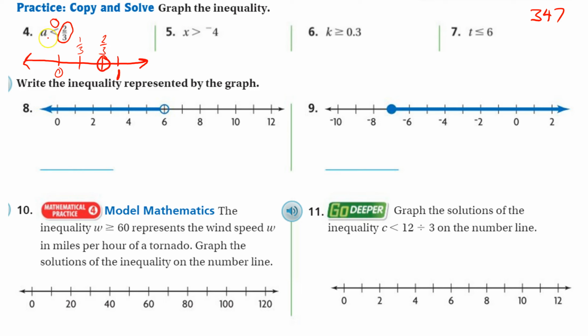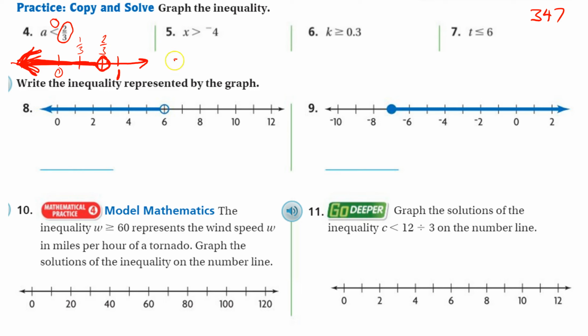And then this says a is less than 2/3. So less than is left. So I need to shade to the left, showing that 2/3 is not a solution, but any of these values less than 2/3 continuing on to the left for infinity are values that would work.